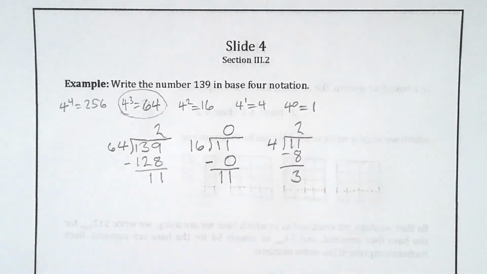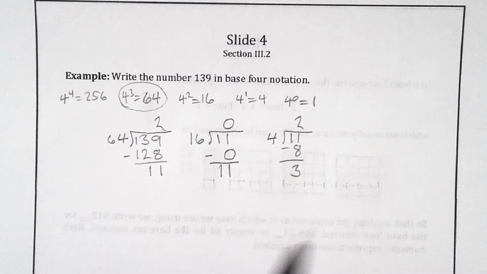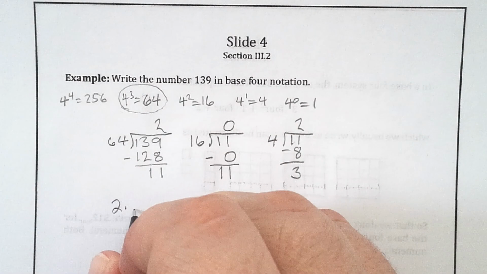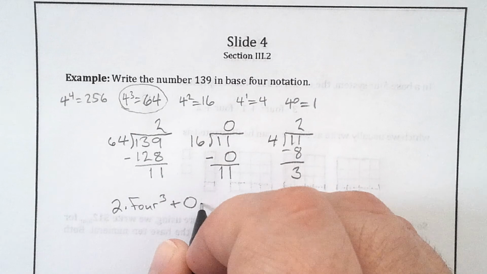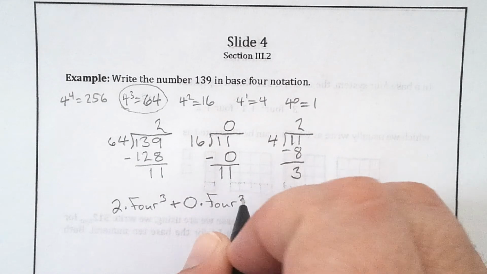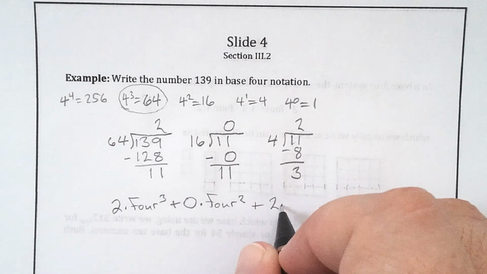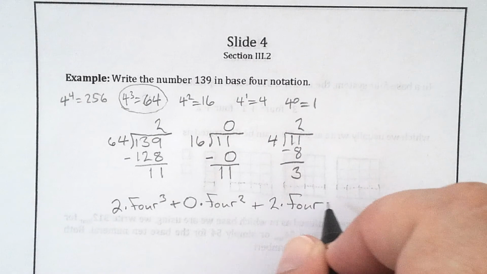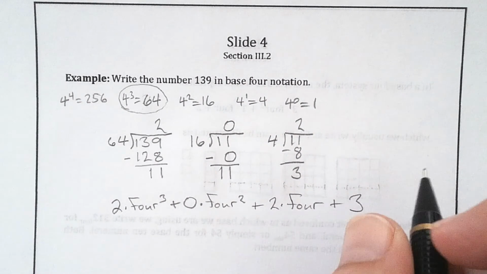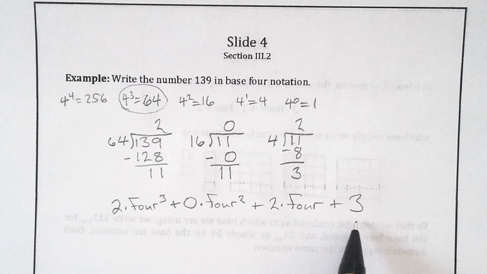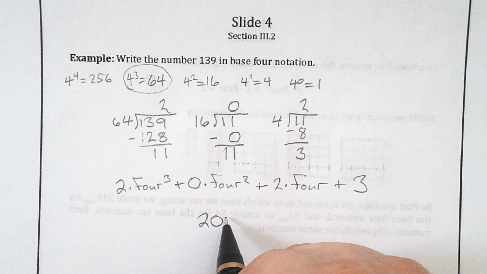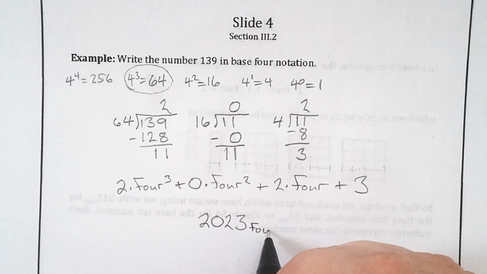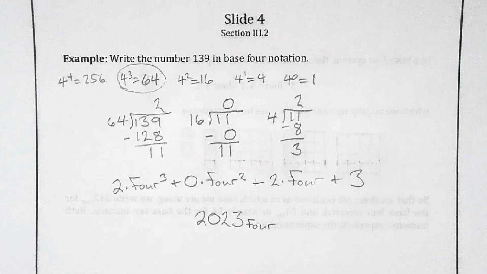The remainder is 3. So what I have here is 2 times 4 to the third power plus 0 times 4 squared plus 2 times 4 plus 3. If I add these all up, I get 139. And of course, the digits are going to be 2, 0, 2, 3. And again, this is in base 4.